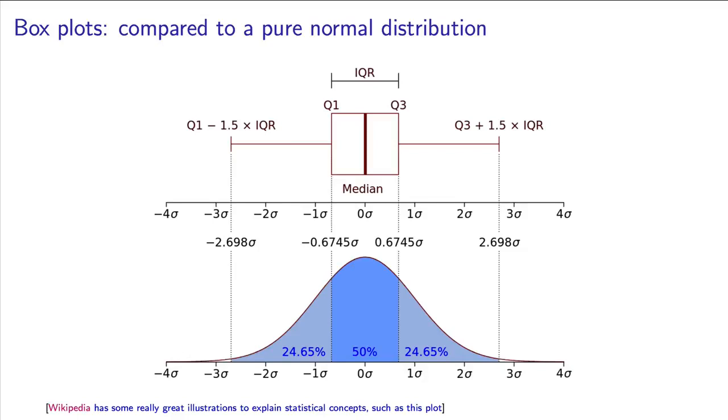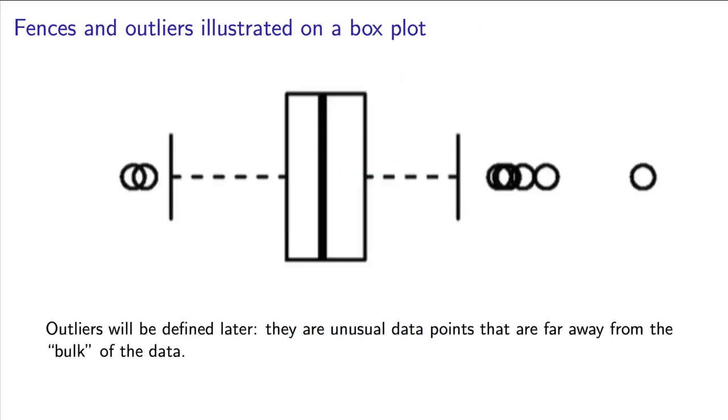Fences are calculated values, so they are hypothetical boundaries. Unlike the first, second, and third quartiles, they don't necessarily correspond to actual values from the column of data. Points that lie beyond the fences are called outliers. These outliers are often shown as circles that lie outside the fences.